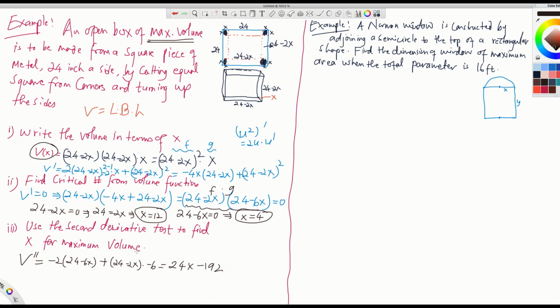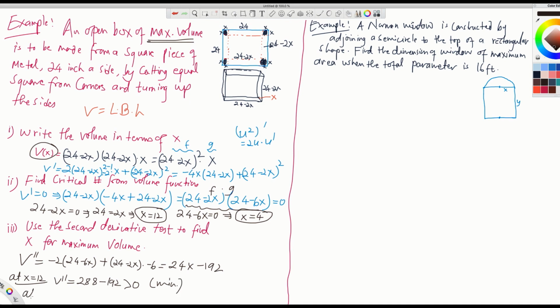And then what is the next step for maximizing volume? You plug the critical numbers into v double prime. So what is the first critical number? At x equals 12, what is v double prime? You just plug in 24 times 12 minus 192, right? What is 24 times 12? It will be 288, I think. So that will be 288 minus 192. Do you get positive? Yes, it is positive, right? So it will be a minimum. So if you take x equals 12, then you will get the minimum volume.